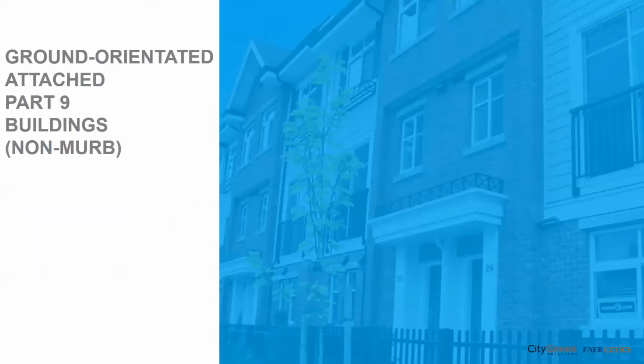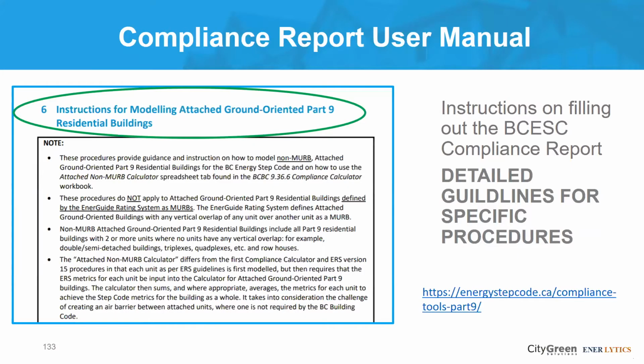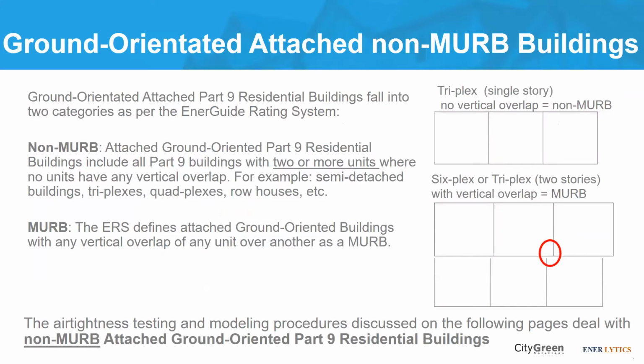This will be gone into in more detail by my colleague Niels in part 2 of the presentation, but we're also going to do a brief explanation of the ground-oriented attached Part 9 buildings instructions. Within the compliance report manual, there are some very detailed instructions on how to model attached ground-oriented Part 9 buildings. These types of buildings fall into 2 different categories as per the EnerGuide rating system.